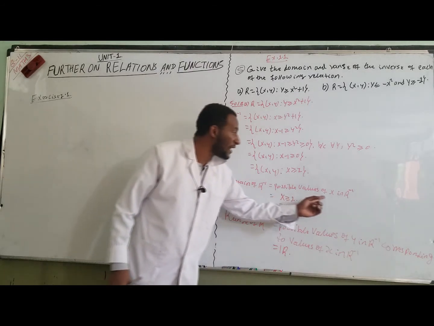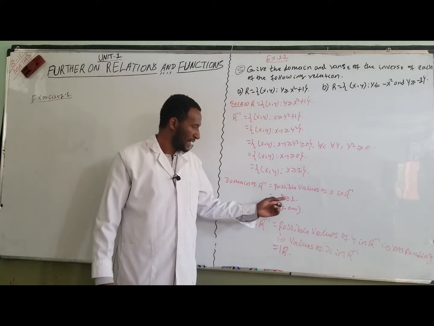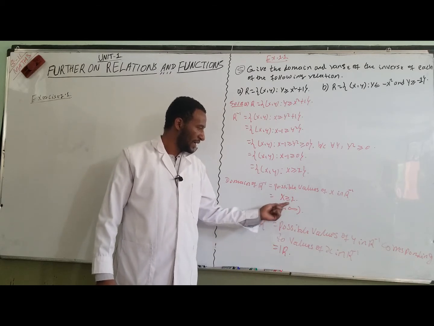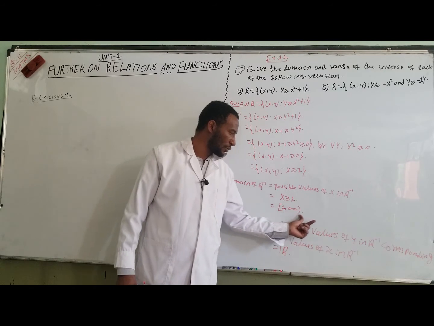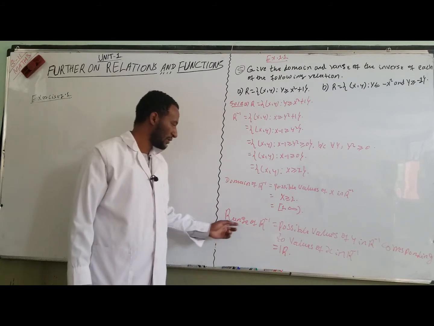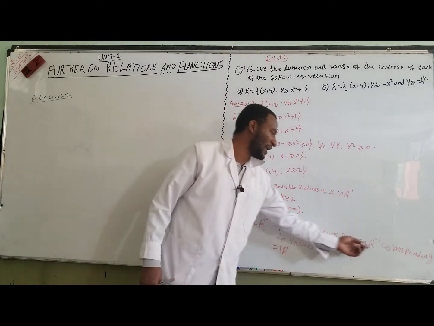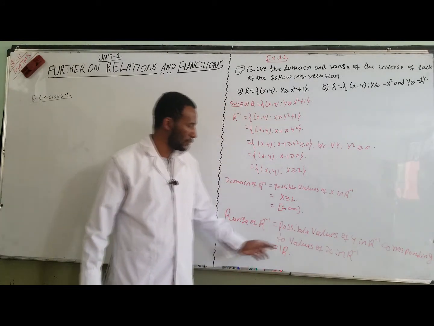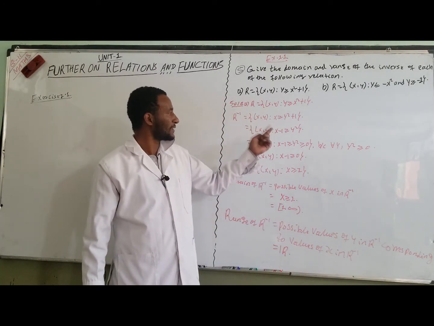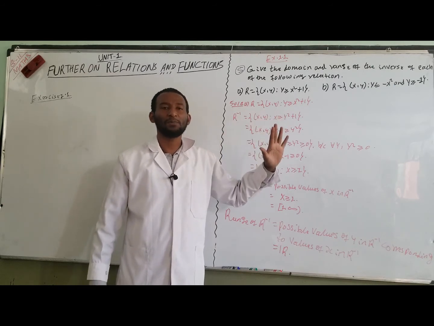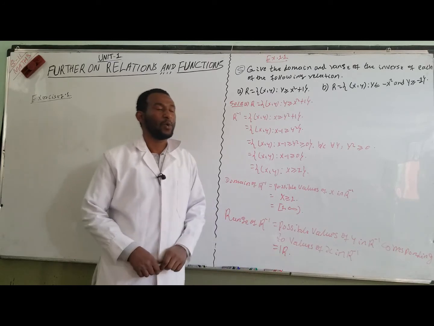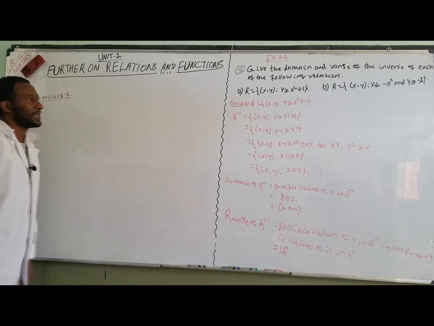Then the domain of R inverse means the possible values of x in R inverse. That means x is greater than or equal to 1, from 1 up to positive infinity. Range means the possible values of y in R inverse corresponding to values of x in R inverse. Putting any value of x gives y any real number, so the possible value of y is all real numbers.